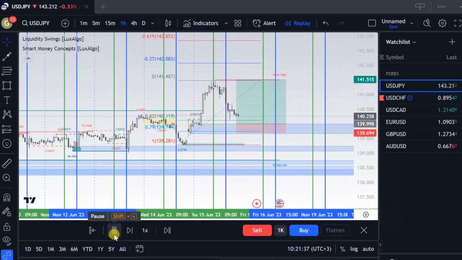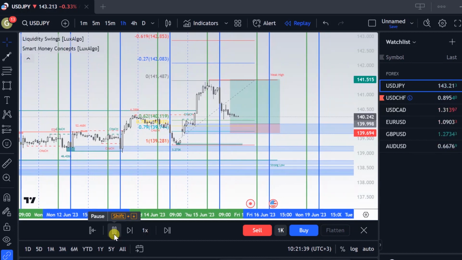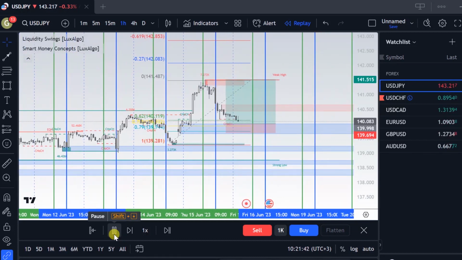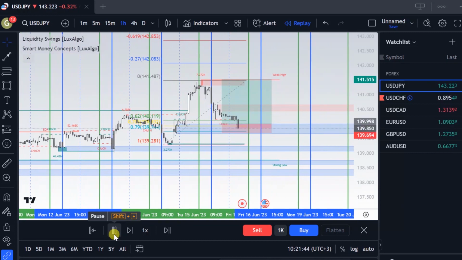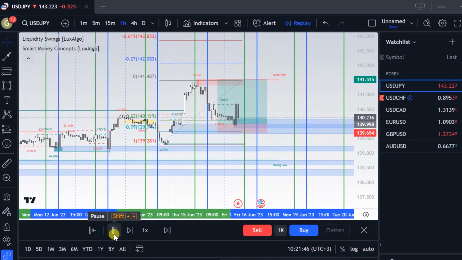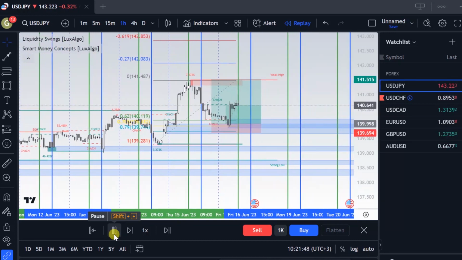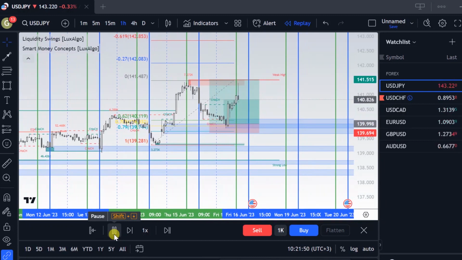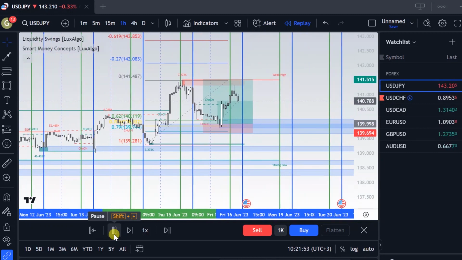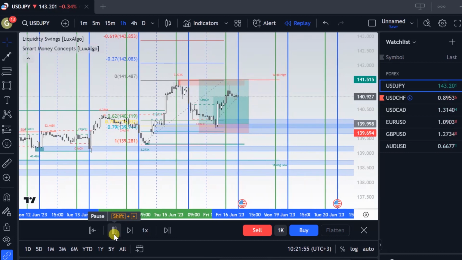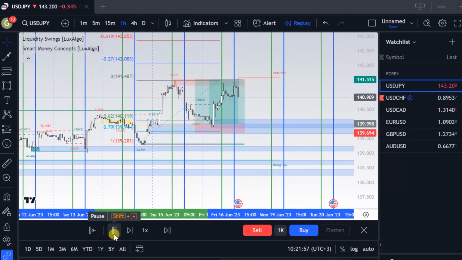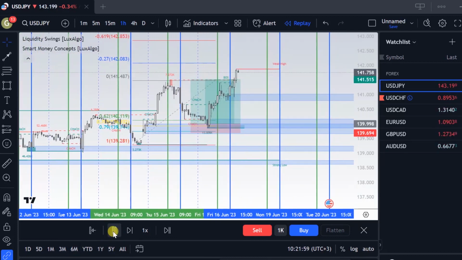So let's see what happens to this price. Okay, so we are entered into the trade right there. So you can see this is how price is playing out. And as you see right now, it's almost hitting our TP. Boom, it has just hit our take profit.